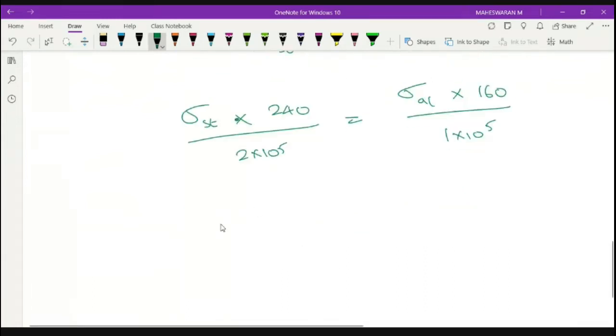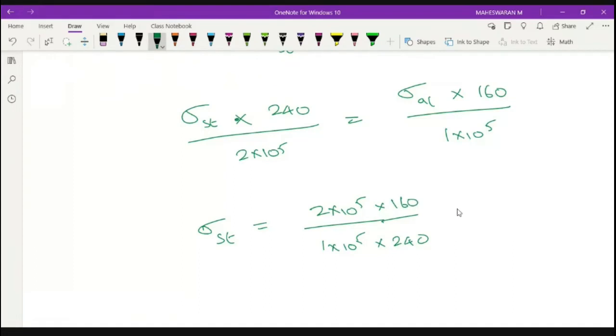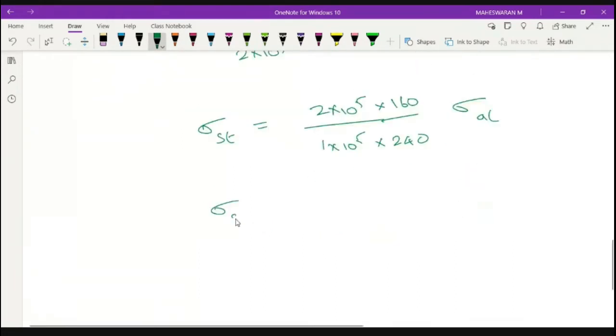Let me substitute it. Stress in steel is equal to the other things. I will cross multiply. So 2 into 10 power 5 divided by 1 into 10 power 5, into 160 divided by 240, for aluminum. So what is the stress in steel? We are getting 1.333 sigma AL. This is equation 2.